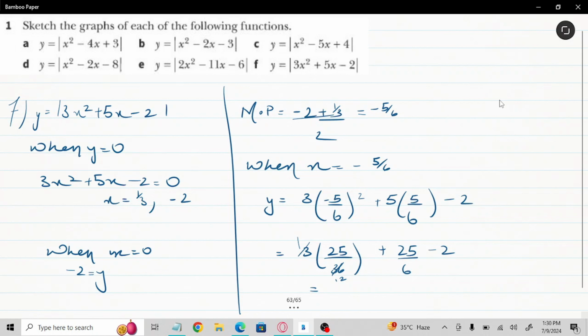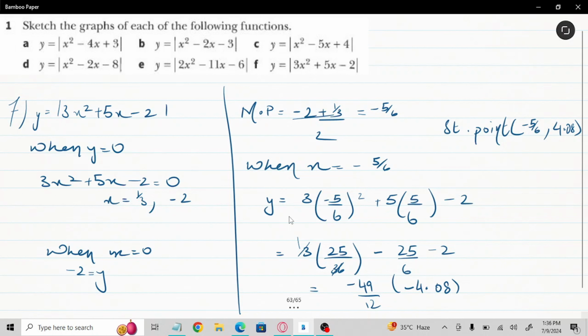Wait a second, 25 upon 12 plus 25 upon 6 minus 2. That's going to be 17 upon 4. And if you want to give this a decimal form, we are going to get 4.25. So we have a coordinate stationary point at -5 upon 6, comma 4.25.